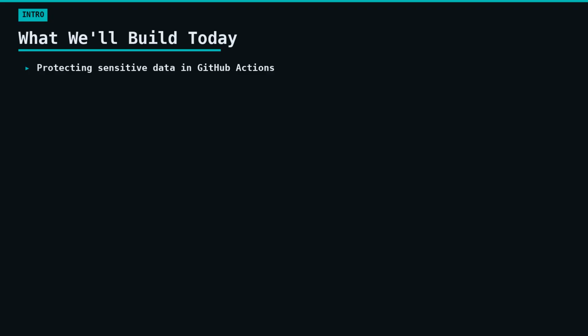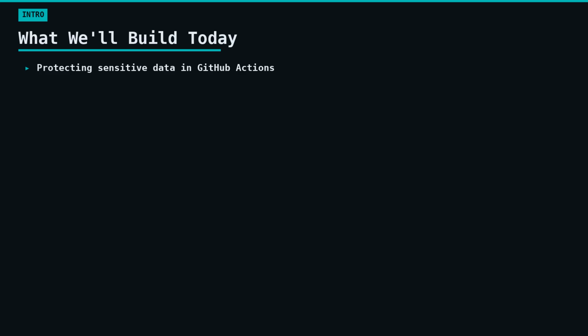Imagine you're a chef in a busy restaurant, and you need to keep your secret recipes safe from prying eyes. Similarly, when working with GitHub Actions, you need to protect your sensitive data, like API keys and credentials. In this tutorial, we'll explore how to use GitHub Actions secrets and OIDC authentication with GCP. We'll build a secure workflow that automates deployment to GCP, and you'll learn why this matters for your projects.